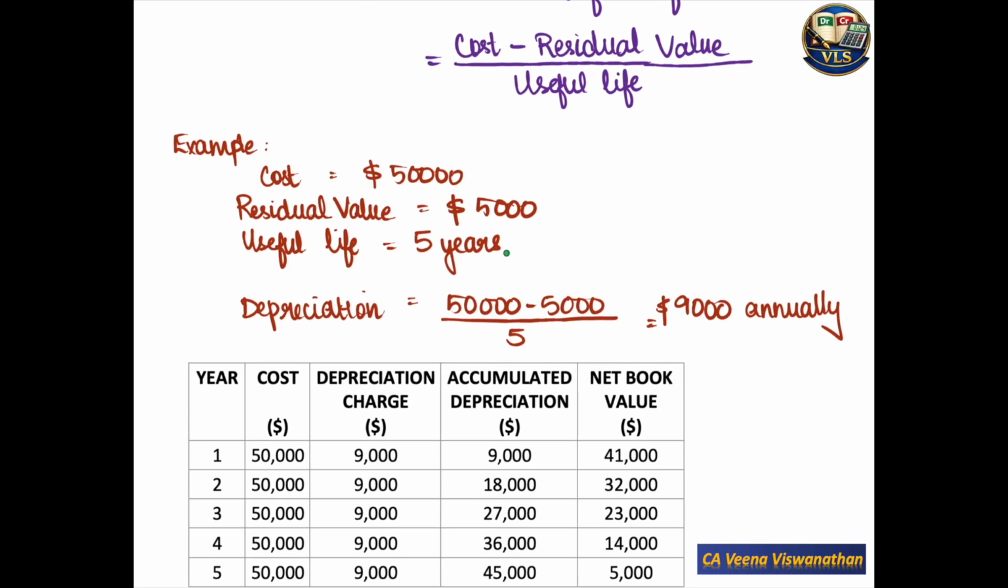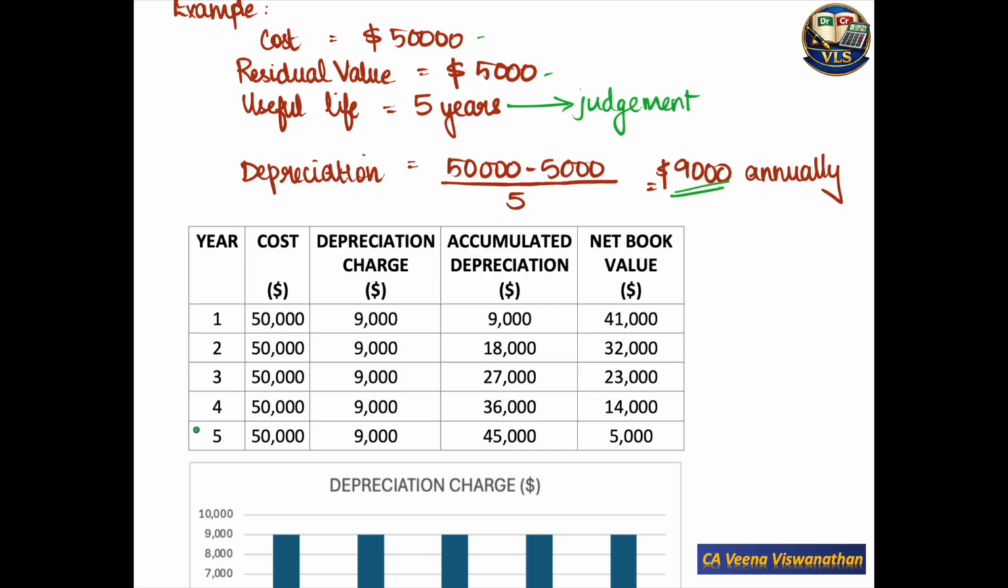Let's consider an example. If you have purchased a machine for, say, $50,000, the residual value is $5,000 and the useful life is 5 years. Now all these are by judgments, management's judgment as to how long that asset can be used, etc. So depreciation is nothing but 50,000 minus 5,000 divided by 5, which is $9,000 annually. So for 5 years, when I take a table and jot down the depreciation charge, you can see here it remains constant at 9,000.